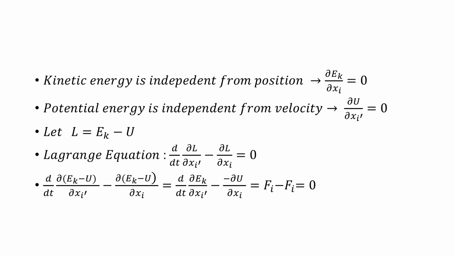Since kinetic energy is independent from position, and potential energy is independent from velocity, the derivative of kinetic energy with respect to xi equals 0, and the derivative of potential energy with respect to xi prime also equals 0. So we can let the Lagrangian equal kinetic energy minus potential energy. Then the Lagrange equation holds, because the equation will eventually become Fi minus Fi, which is just 0.